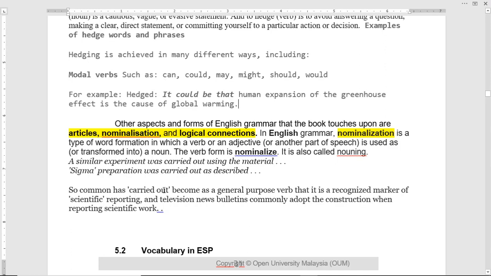So the command "carried out" has become a general purpose verb that is a recognized marker of scientific reporting. And television news bulletins commonly adopt the construction when reporting scientific work. "Carried out" is the nominalization.